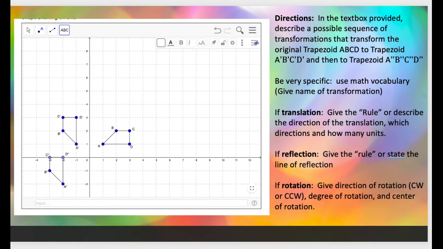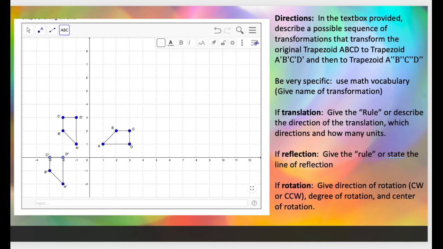So now you're going to do the same thing. Well, it's not the exact same transformations, but you're going to try this one on your own. You're going to type in the text box or on a piece of paper, or type it and then upload a picture or a copy of your notes.